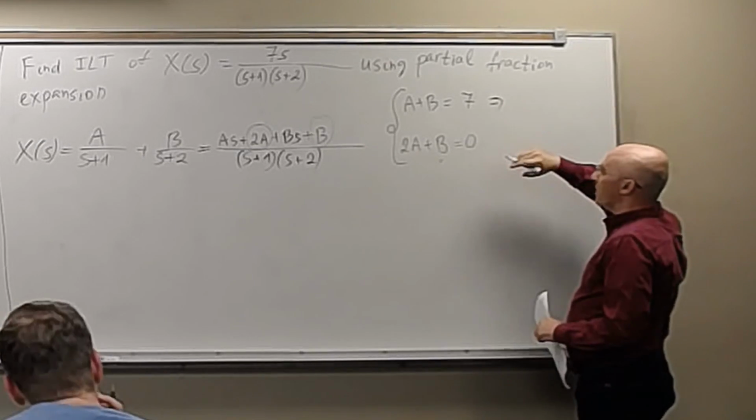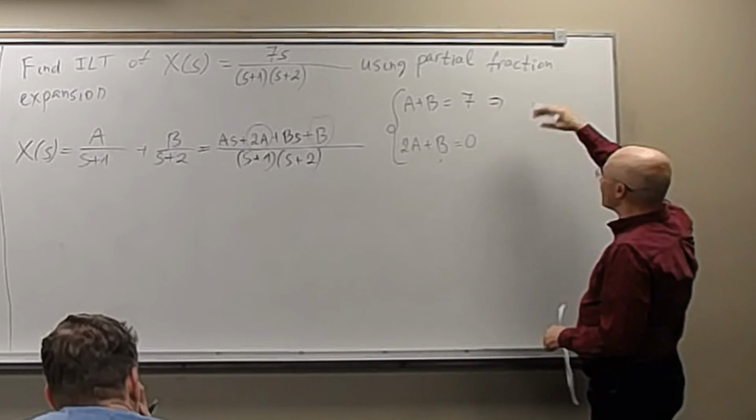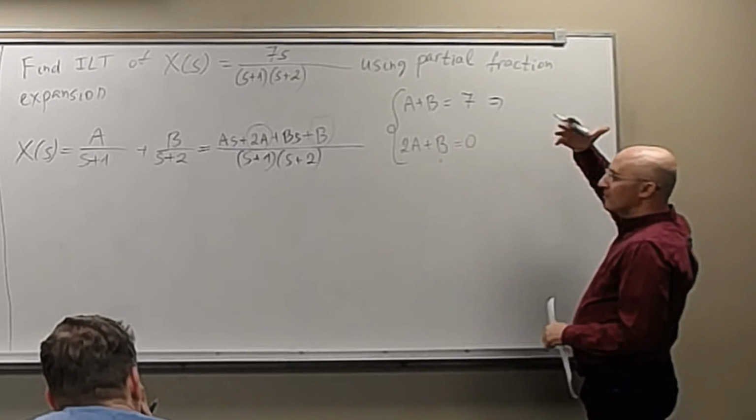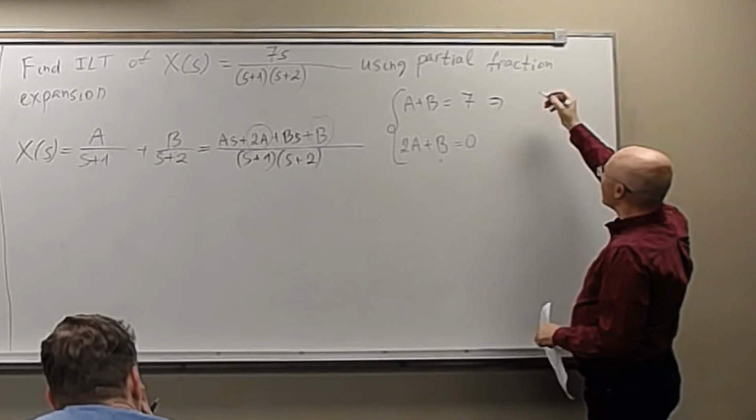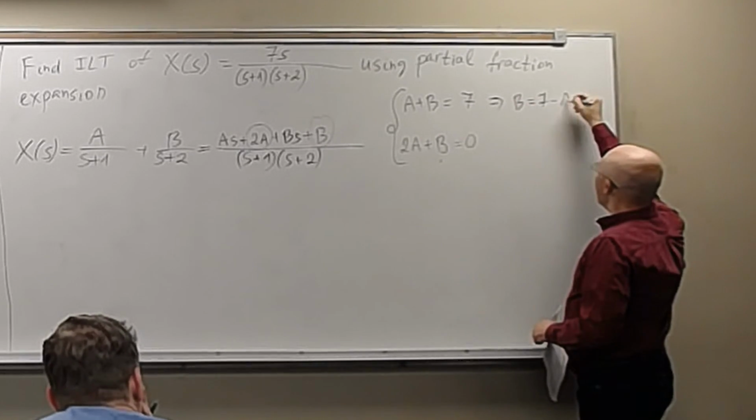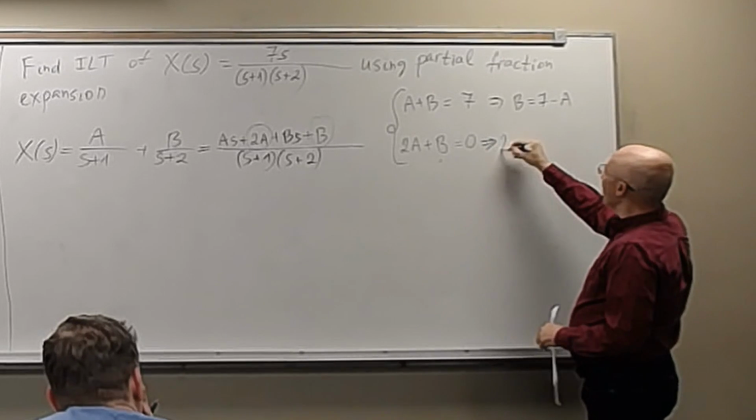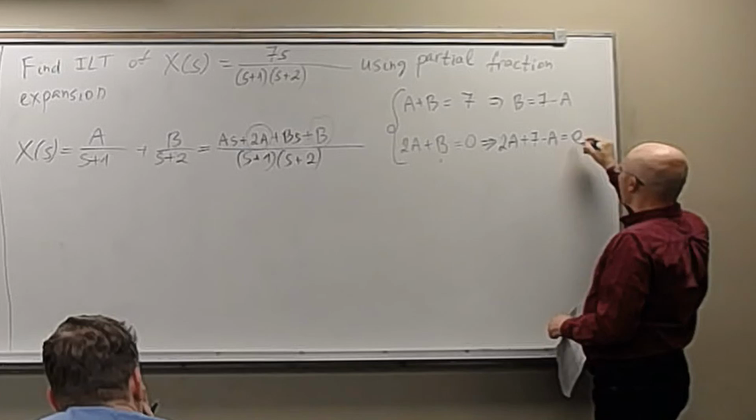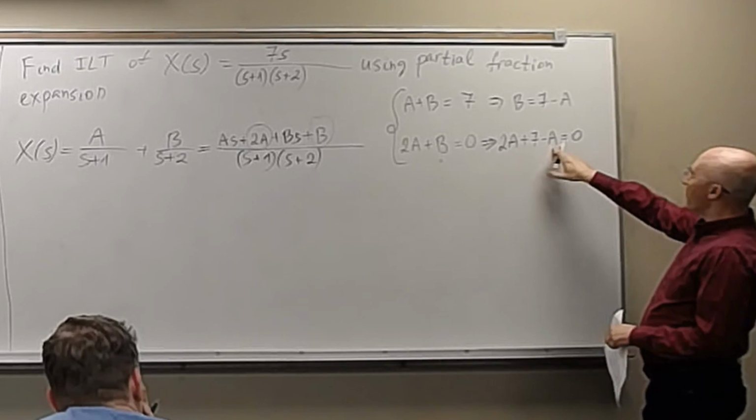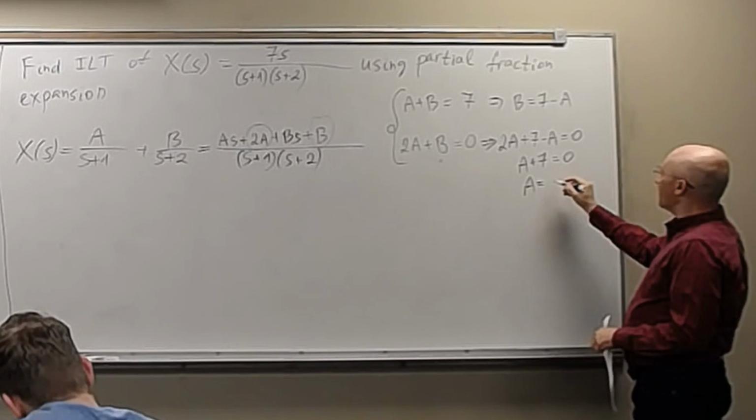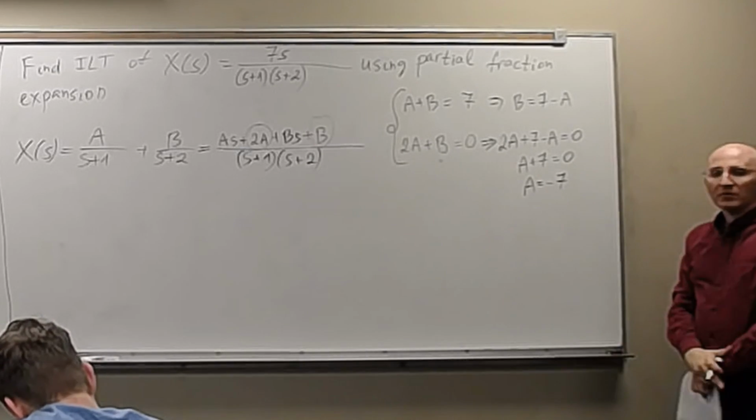You can do that in multiple ways. You can use matrices. You can use just direct Gaussian elimination. You can just substitute one variable instead of another one. You can say, let's say, b equals 7 minus a. And then from this one, you'll have twice a plus 7 minus a equals 0. Right? So twice a minus a will be a plus 7 equals 0. So a equals negative 7.